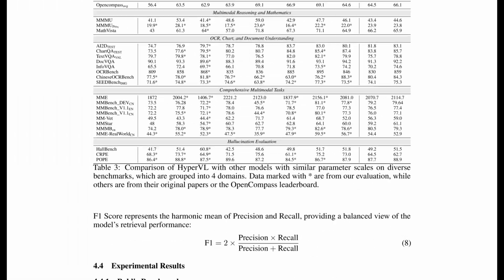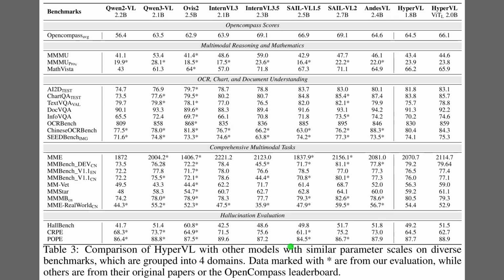Table 3 shows that the efficiency tricks still translate into strong benchmark scores, even at about 2 billion parameters. The table body summarizes results across 4 domains, and the rightmost columns report HyperVL and HyperVL. The OpenCompass average for HyperVL is 64.5, which stays competitive with several larger models. The OCR chart and document block stands out because DocVQA hits 91.3 for HyperVL.